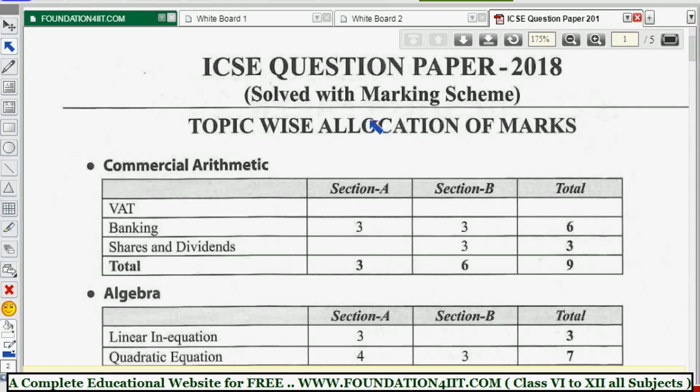Before seeing the paper, let us see the topic wise allocation of marks. Okay, from every topic how the questions are given. So topic wise and including the chapter wise also. You'll see in this paper.